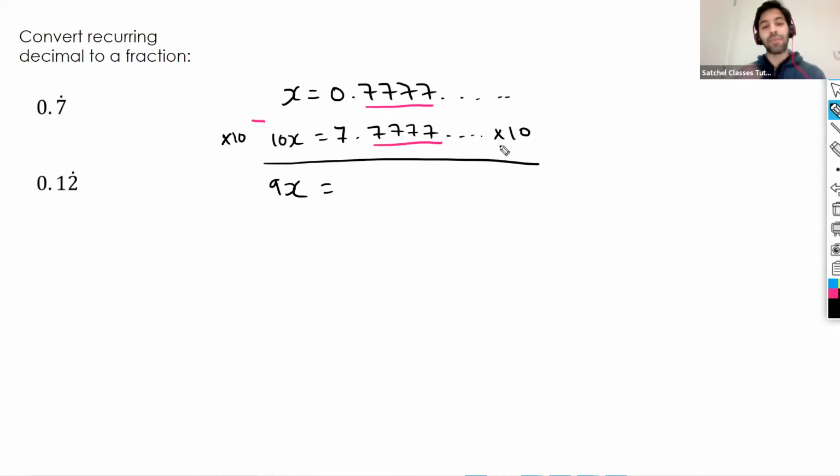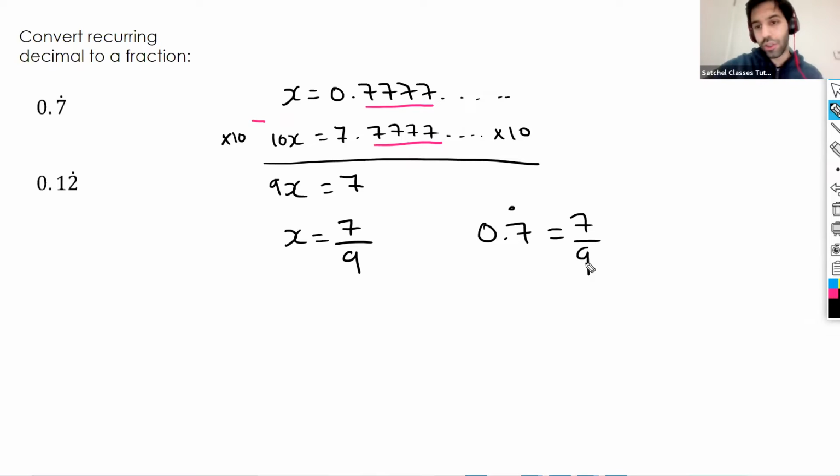And 7.77 recurring take away 0.77 recurring is going to be equal to 7. x is therefore equal to 7/9. Therefore, 0.7 recurring is equal to 7/9. Now I'm going to check my calculator just to see if I've got the right answer. So I'm going to write 7 divided by 9.